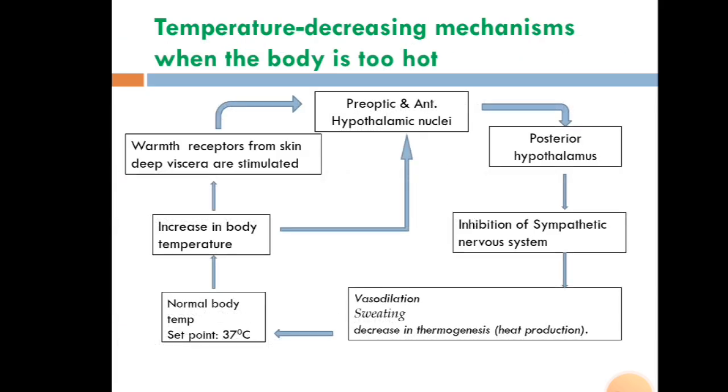Now the temperature decreasing mechanisms when the body is too hot. This is how the body maintains the temperature: the receptors from the skin, especially warm receptors, and deep viscera are stimulated. Then it further stimulates the preoptic anterior hypothalamic nuclei, which stimulate the posterior hypothalamus. Then there is inhibition of the sympathetic nervous system, vasodilation and sweating occur, and there is a decrease in thermogenesis. Then the normal body temperature is set again, and if not, the same process continues.